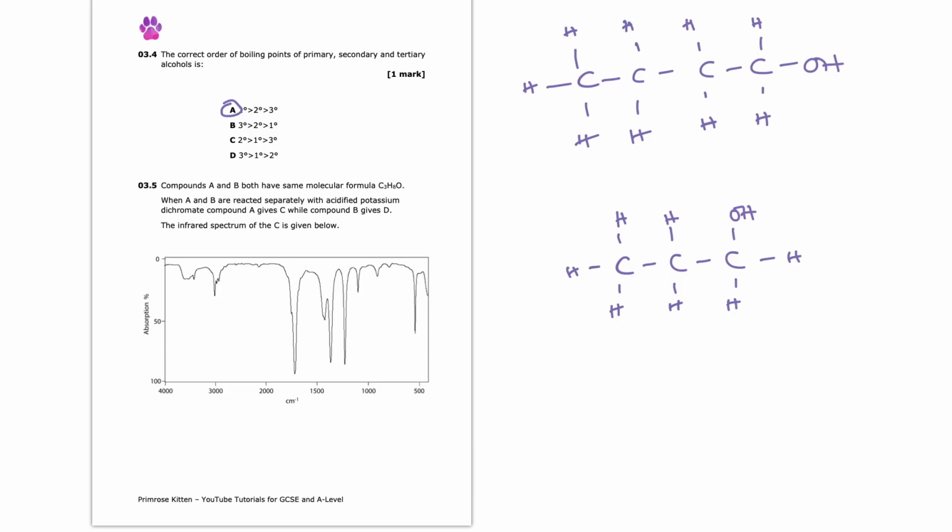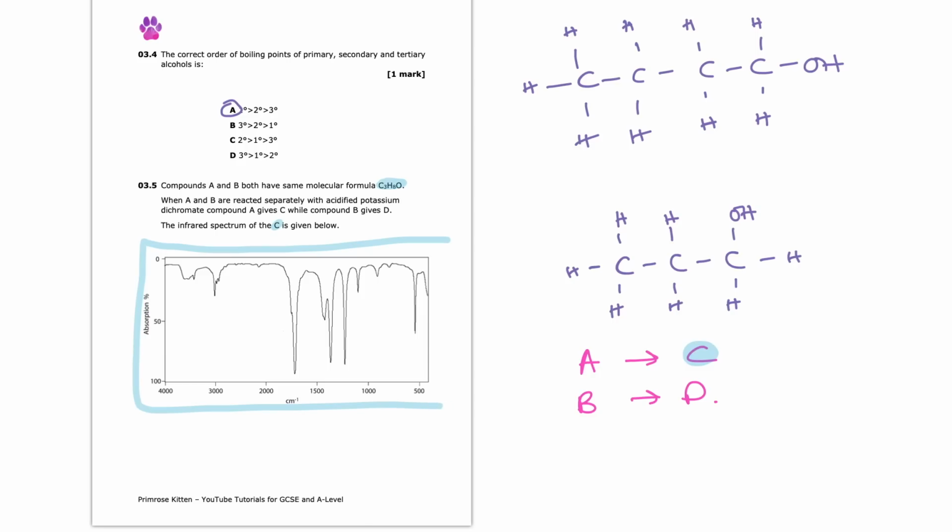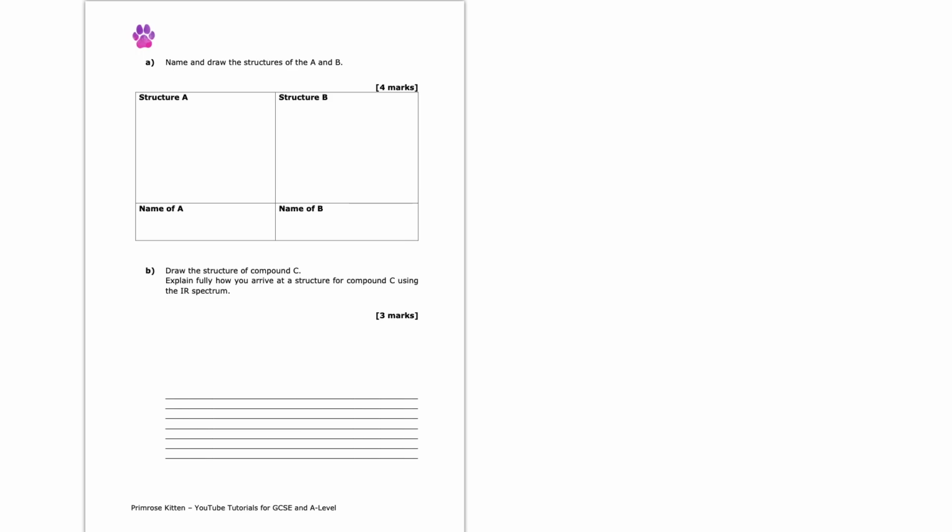So next, we're told that compounds A and B both have the same molecular formula, C3H8O. When A and B are reacted separately with acidified dichromate, we're told that A becomes C and B becomes D. And we're given an infrared spectrum of C, okay? What we can see in this diagram here is C. So let's look at the next question. We're told to name and draw the structures of A and B.